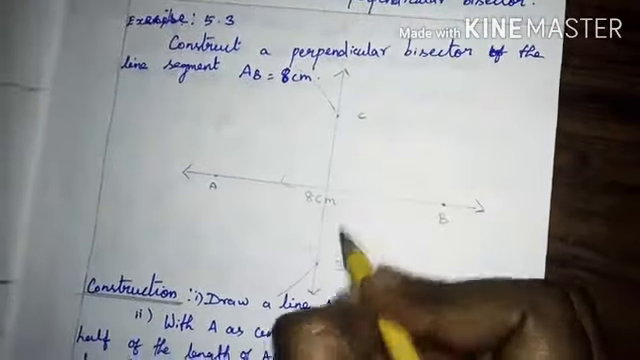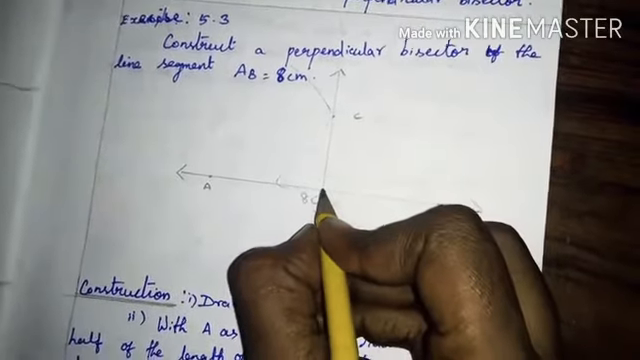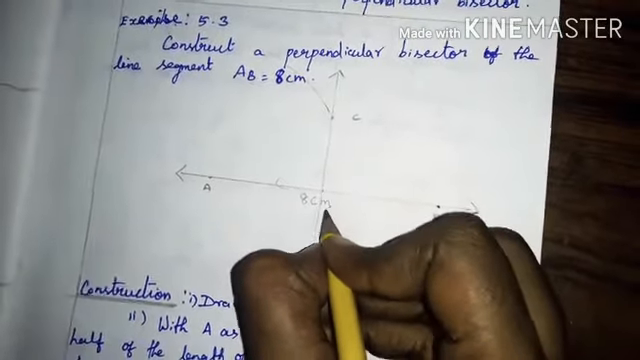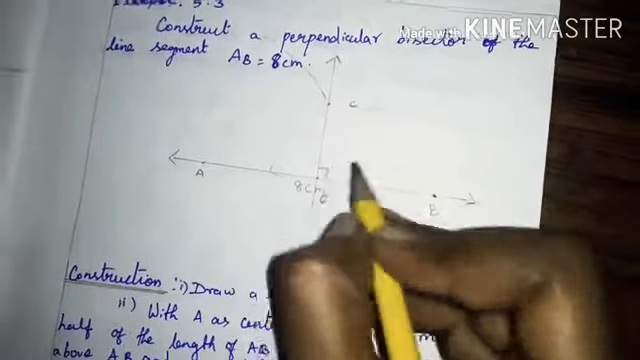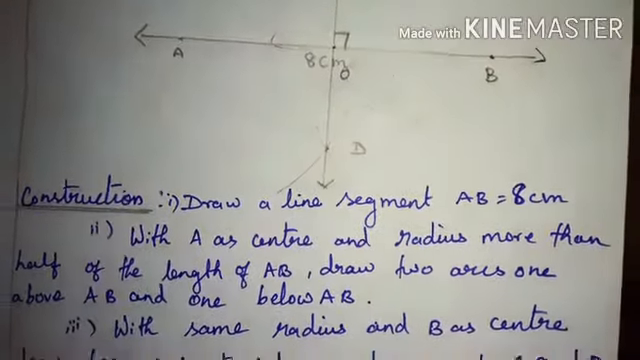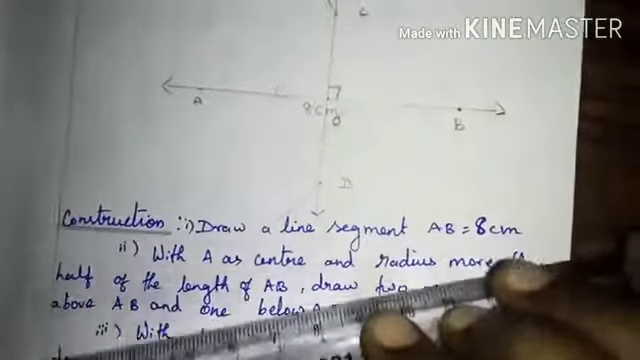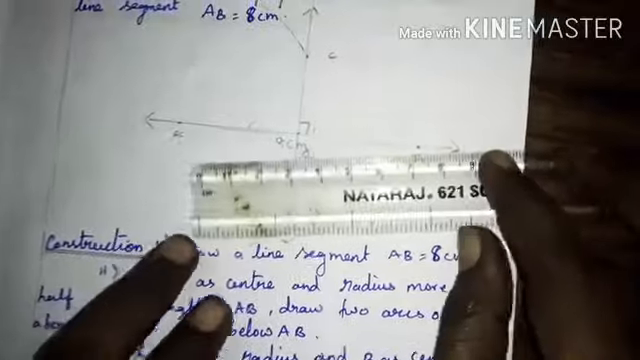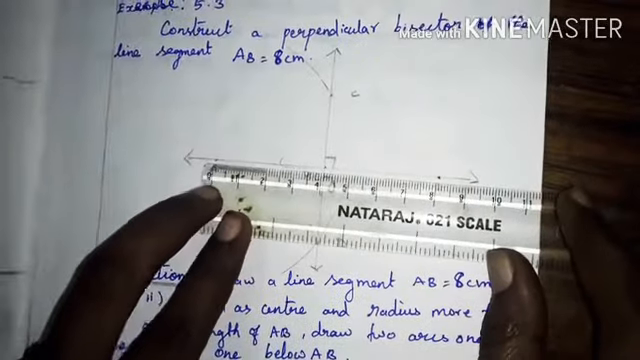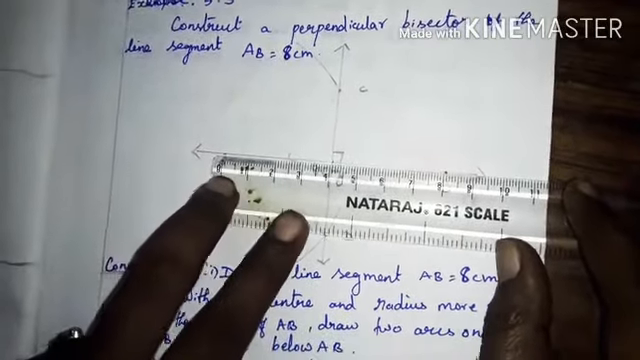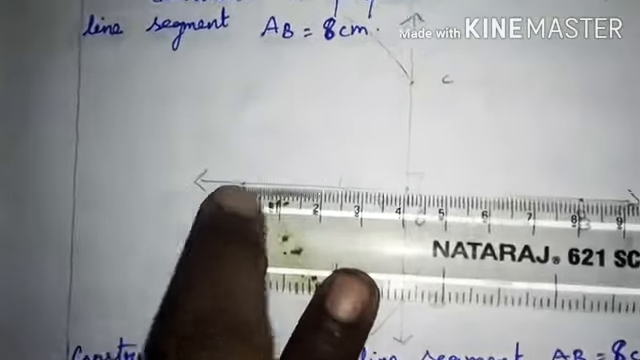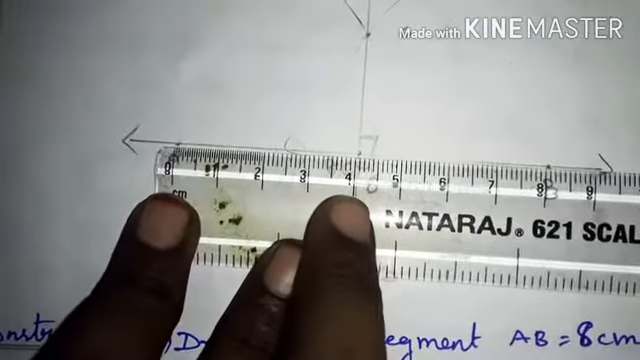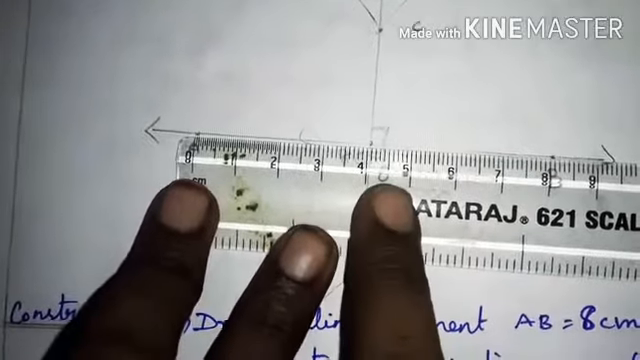Now you have to join these points C and D. This perpendicular bisector CD meets the line AB at O. It's a perpendicular bisector, therefore the angle is 90 degrees. After finishing the construction, you can check it by keeping the scale on line AB. The full length of AB is 8 cm and the perpendicular bisector passes through the midpoint of AB, that is 4 cm. O to A is 4 cm. In the same way, O to B is also 4 cm.